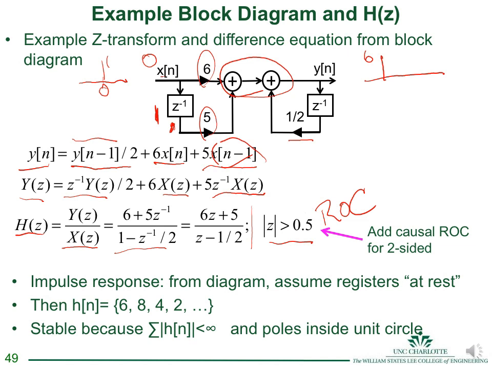And that's multiplied by a half. And so I have 1 times 5 plus 6 times a half. So my next output is going to be 8. So these are n equals 0, n equals 1.